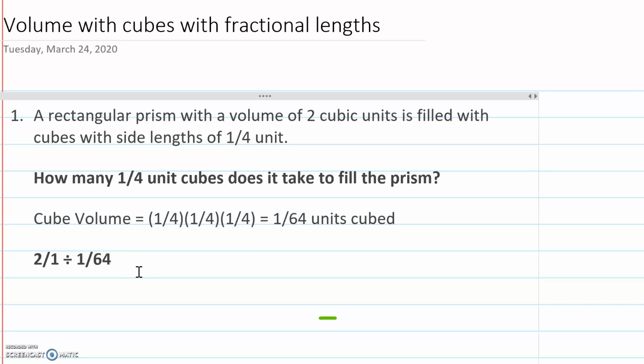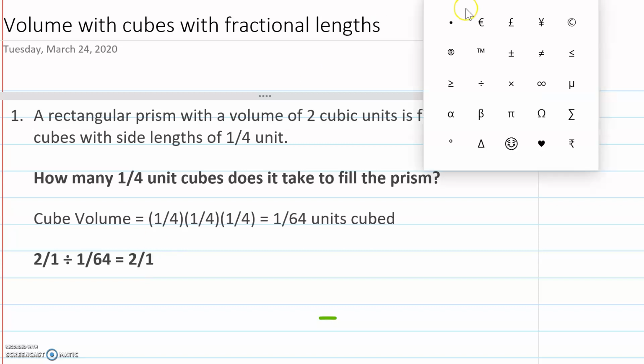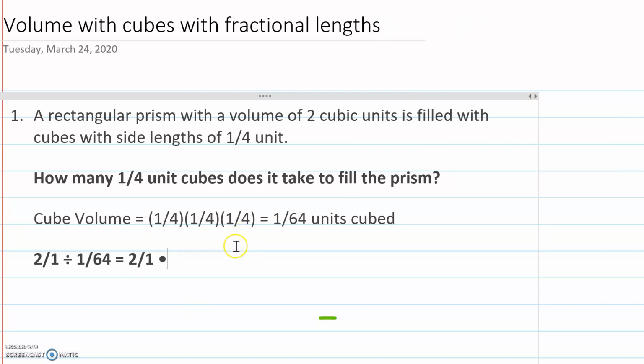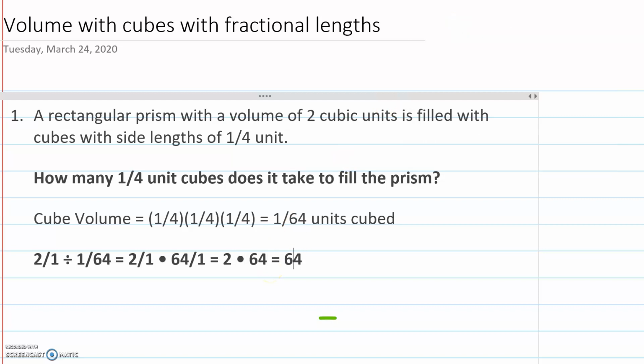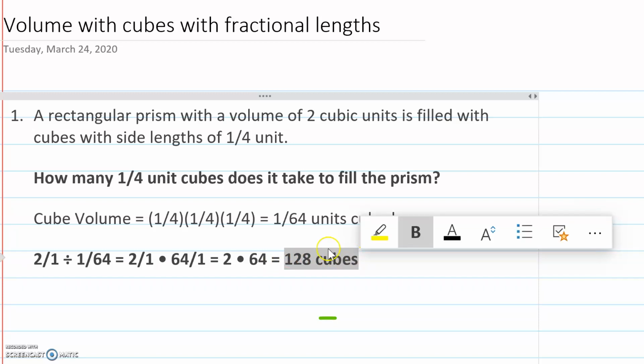And if you remember, if we're dividing by a fraction, we're going to use keep, change, flip. So we're going to keep the first number, change it to multiplication, and then flip the last number, which really just ends up being the same thing as saying 2 times 64. Which is 128 cubic units, or sorry, 128 cubes. It was asking how many cubes would fit, and that would be the number right there.